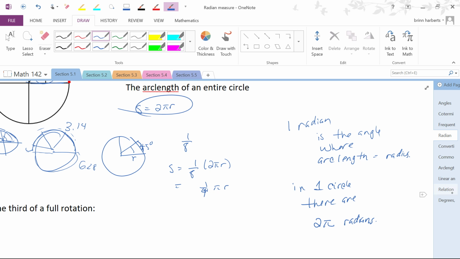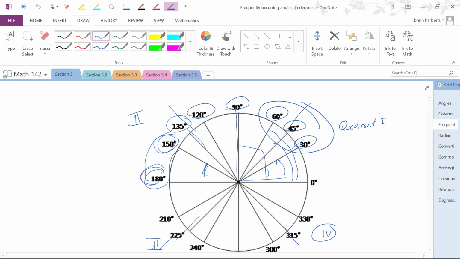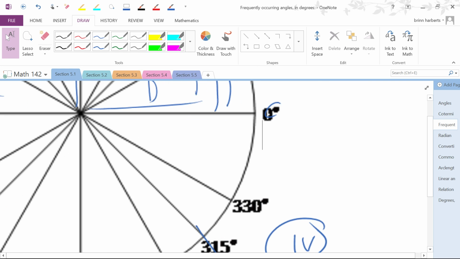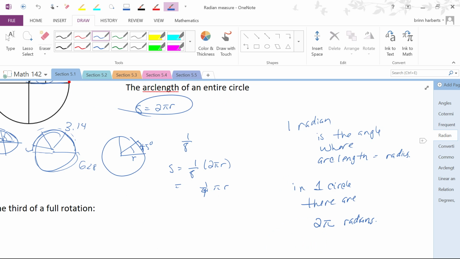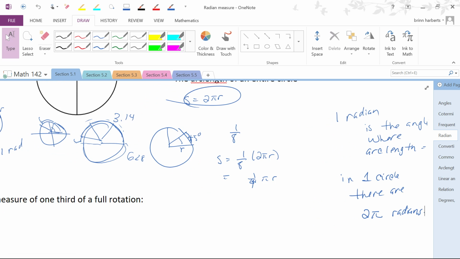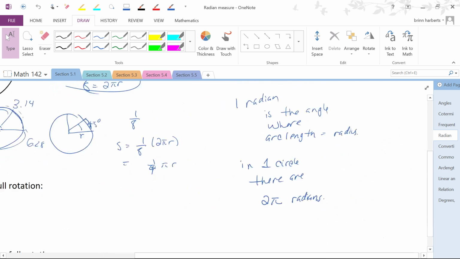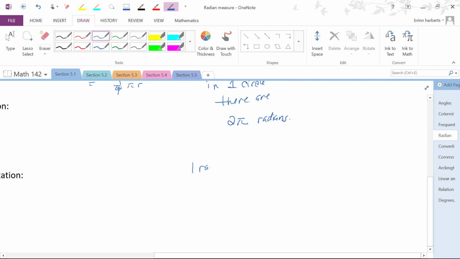When you talk about degrees, you have to use this little symbol up there, which is really hard to see. This is 330, and we use that symbol to denote degrees. Okay? With radians, you don't have to say that. You can just leave it blank, because the ratio divides out. Length divides by length. Okay? So in an entire circle, one rotation is 360 degrees, and it's the same thing as 2 pi radians.